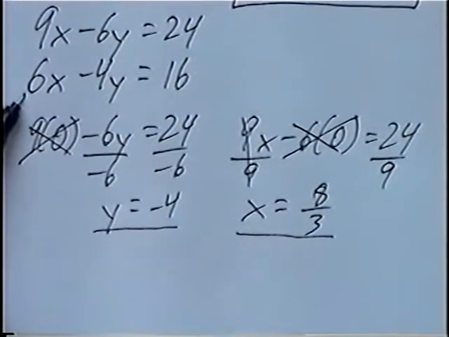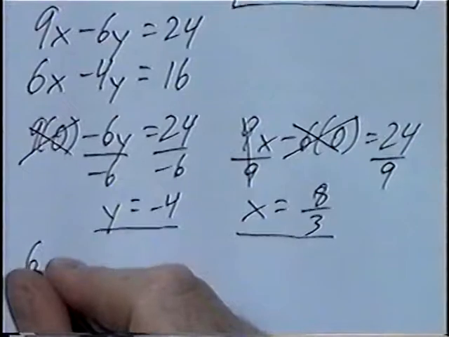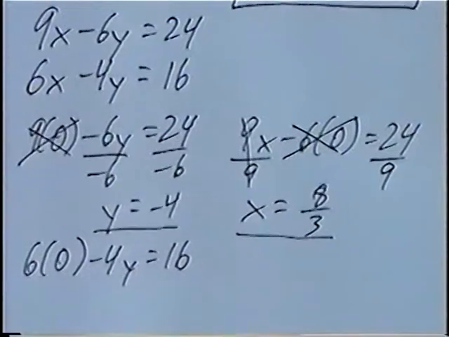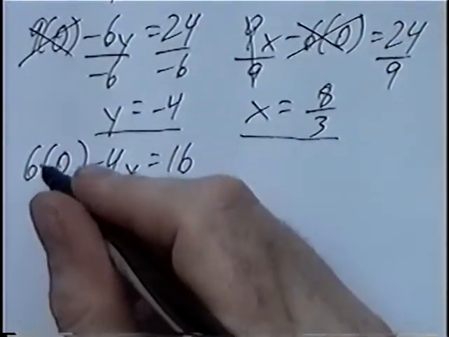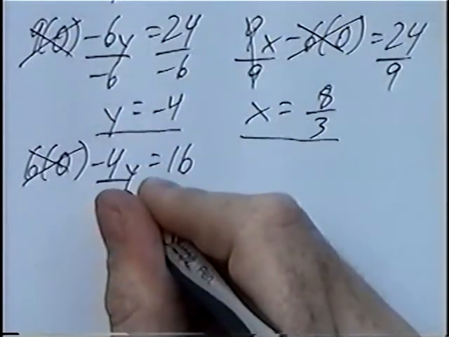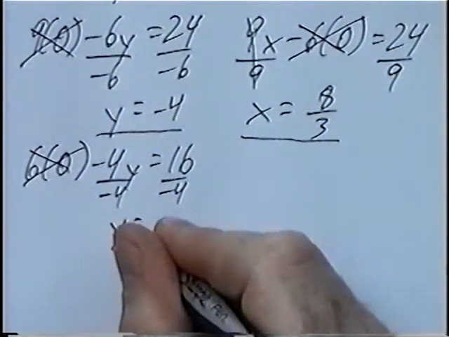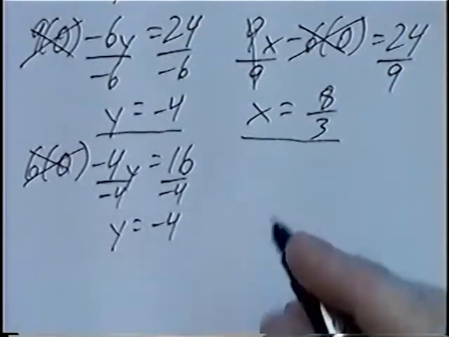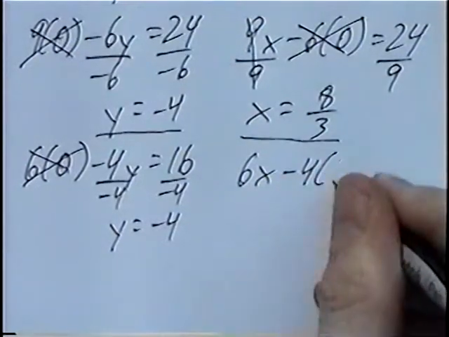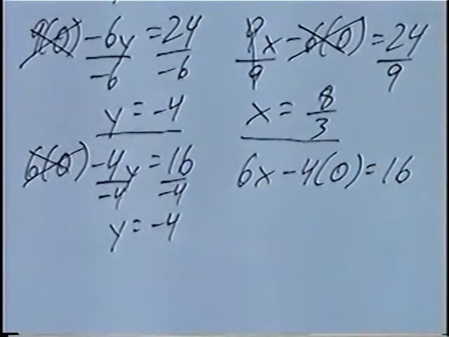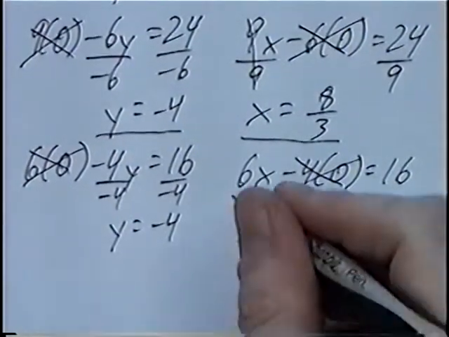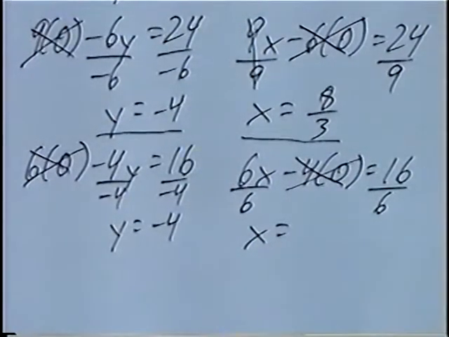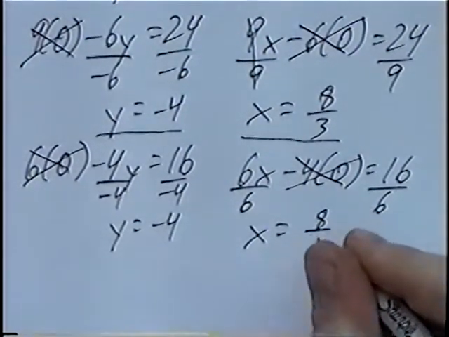Solving the second equation, 6x minus 4y equals 16. Again, we can plug a 0 in for x. Six times 0 would cancel, dividing by negative 4, and y equals negative 4. Solving the same equation again, but a 0 for y this time. Negative 4 times 0 would cancel, dividing by 6, and x equals, reducing 16 over 6 would be 8 over 3.